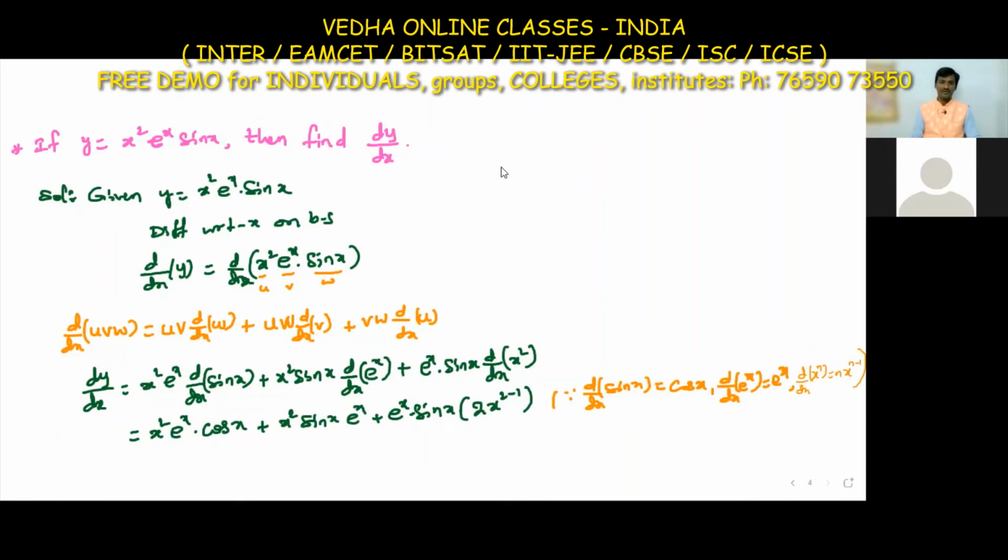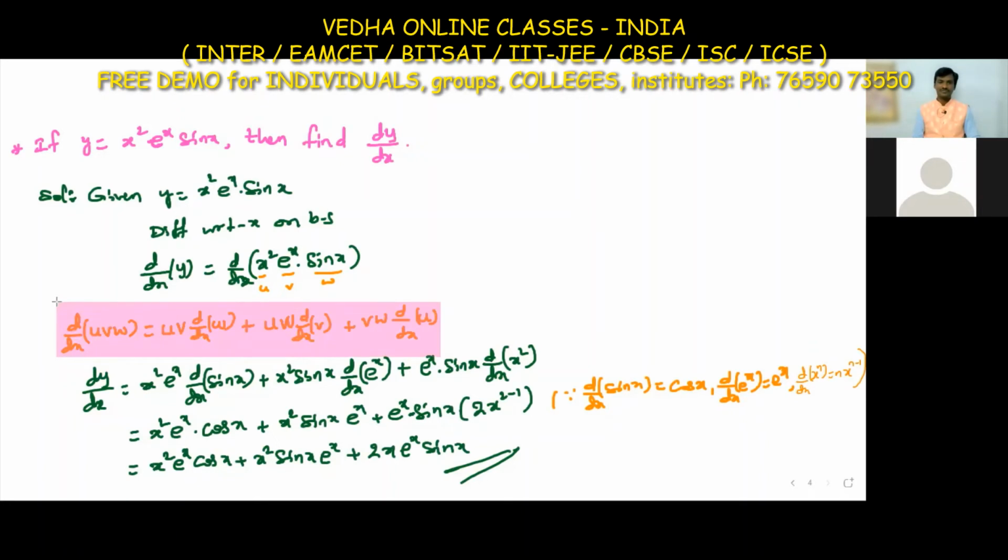So now this is equal to, finally what we get here: x square into e power x into cos x, plus x square into sin x into e to the power x, and here this is 2 into x power 2 minus 1, it is 2x here. So 2x into e to the power x sin x. Okay, this is the final answer. Either we can leave it like this or otherwise we can take it common. Just we can leave it like this.